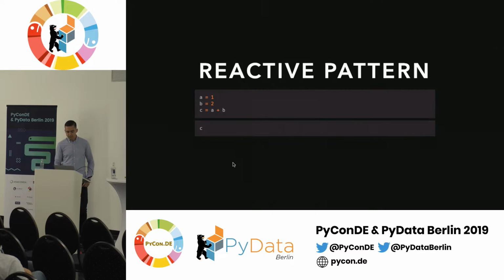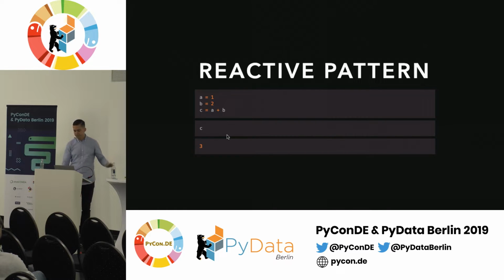The first one, the reactive pattern, is probably easiest to compare and contrast with the more common imperative model, which the two work identically for a block of code like this. If this is Python, which would be imperative, we set A to 1, B to 2, C to the sum of the two. The value of C is going to be, no surprise, 3.